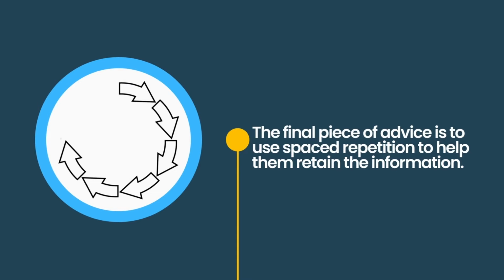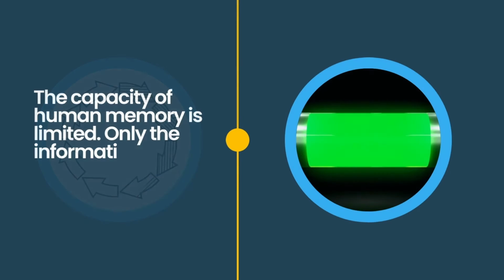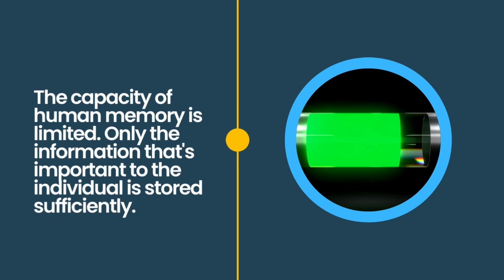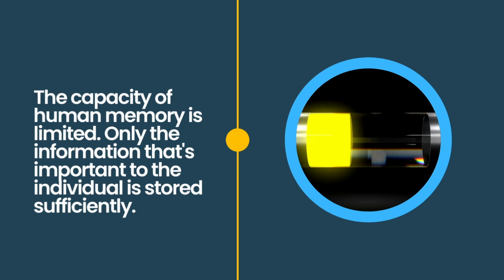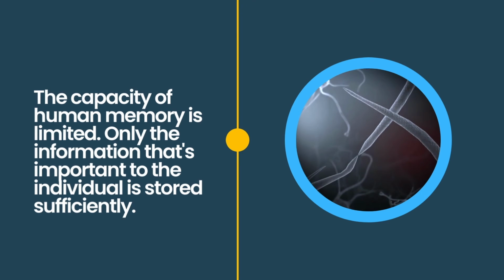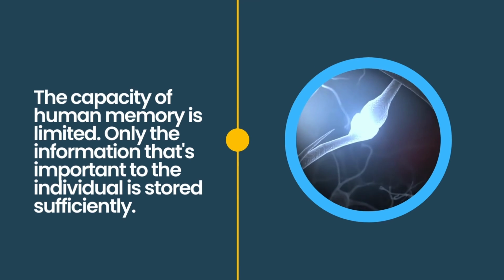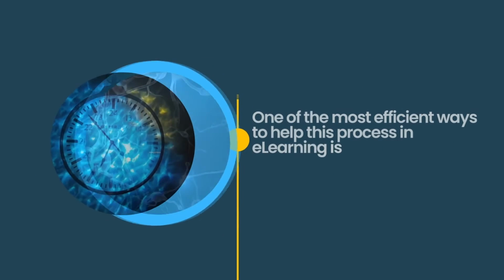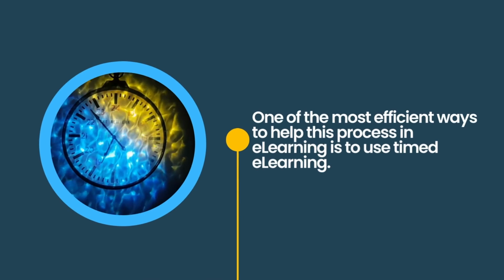And my final piece of advice is to use spaced repetition to help them retain the information. The capacity of human memory is limited. Only the information that's important to the individual is stored sufficiently. But how do you define important? Things that come up regularly usually fall into this category. Our brains recognize these ideas and concepts, and we know they're essential. Therefore, they're stored in our memory so we can use them later.